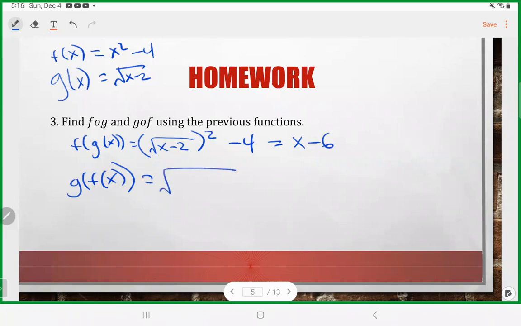I think I got a square root of negative x squared plus 6. Negative x squared plus 6. Let's see. So we sub it in for x, right? Minus 2. Are you sure you got negative x squared? It should be x squared just minus 6.